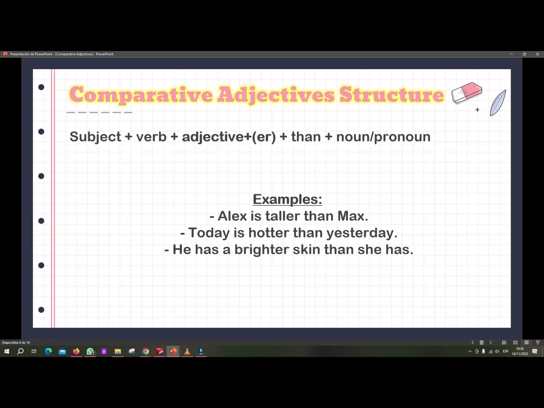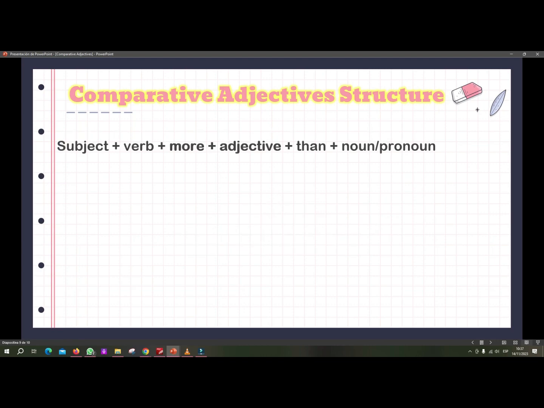Entonces aquí estamos comparando dos personas. Y si se fijan, le agregamos ER a los adjetivos porque son adjetivos de una sílaba. So, tall, hot, bright, right? Also, here you have the other form. Subject plus the verb plus more plus adjective plus than noun or pronoun. Este es el caso de los adjetivos largos a los cuales ustedes le van a agregar more.